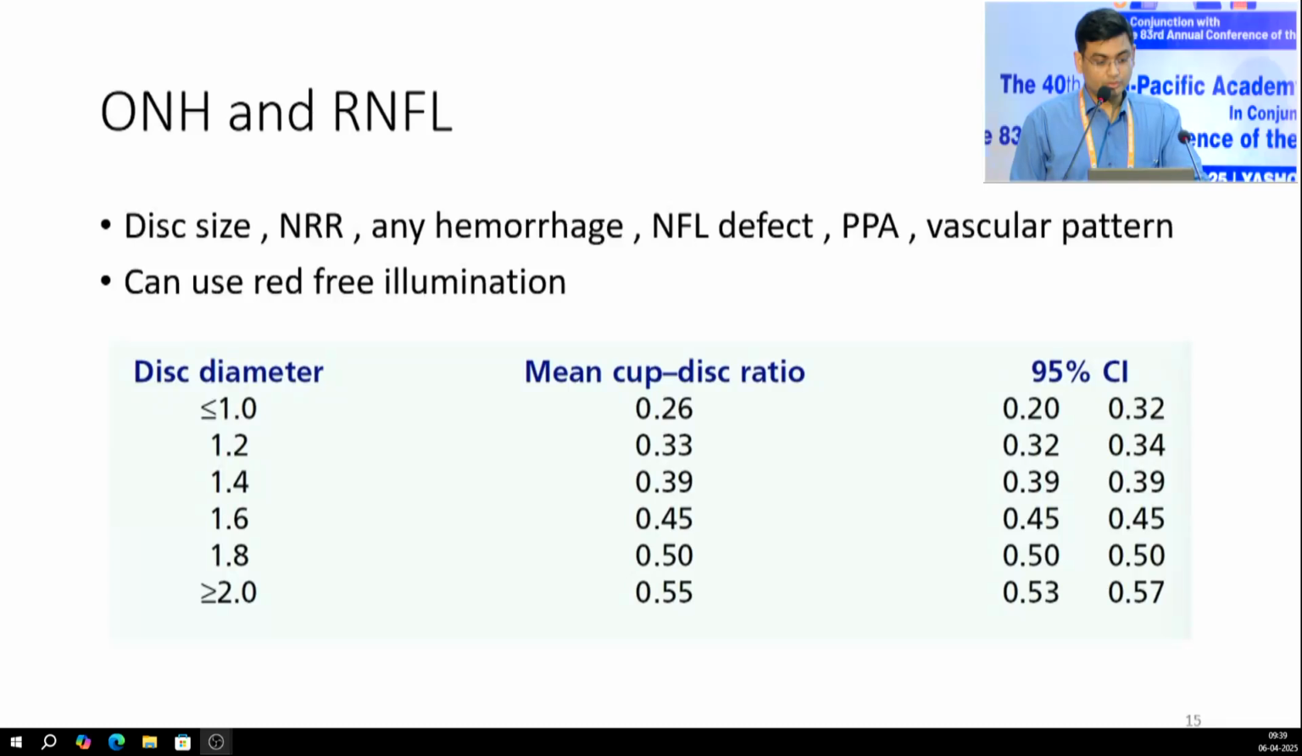So how do you examine the optic nerve head and the retinal nerve fiber layer? You have to see the disc size and the neuroretinal rim. Here, the importance is the size of the disc altogether. If a disc is large, it will have a larger cup disc ratio, but the rim will have a good circumference. Therefore, it may not have any nerve fiber layer damage. There is a chart where you can see that a small disc will have a mean cup disc ratio of 0.26, but in a disc of more than 2 millimeters, the mean cup disc ratio is 0.55. So both of these are normal.